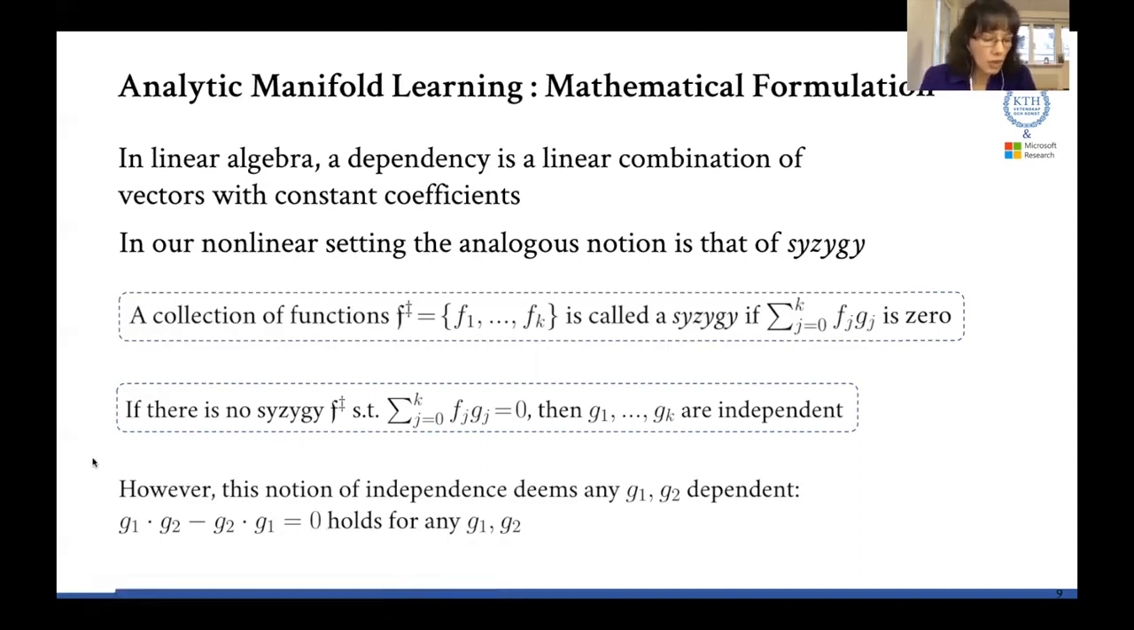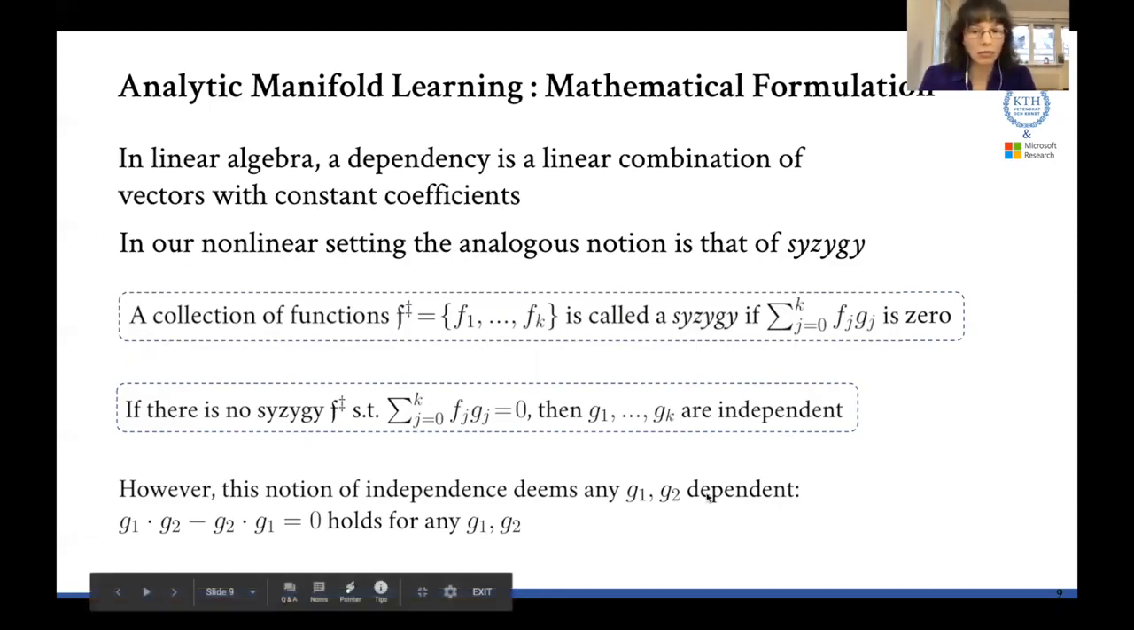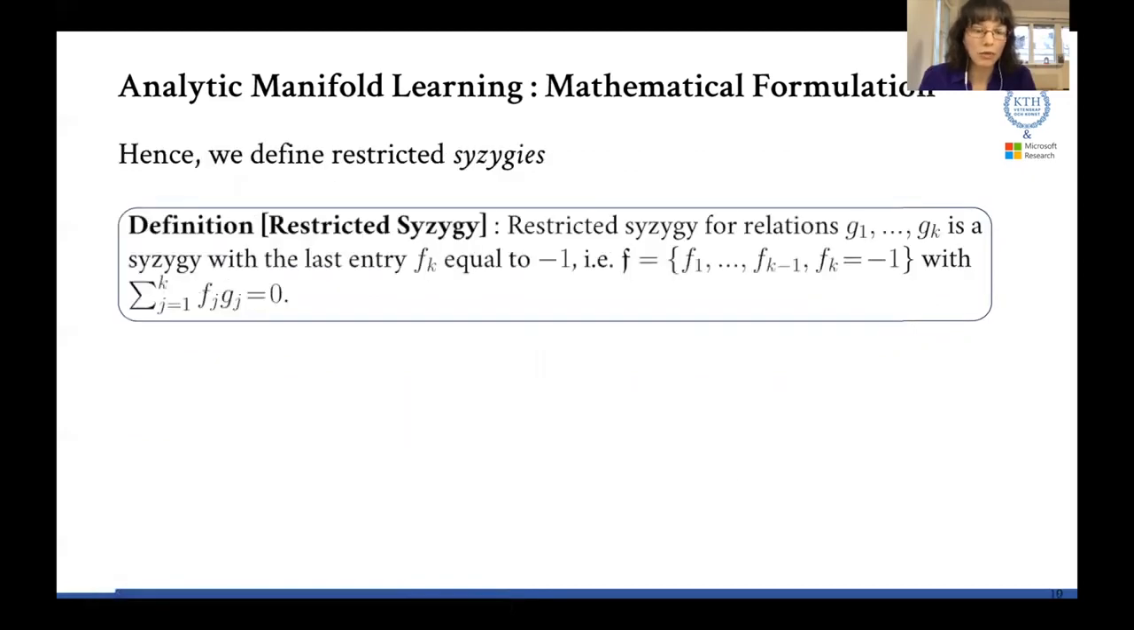And so this is a demonstration of how in mathematics, frequently you need to work before you start doing any algorithmic work. You need to come up with a set of definitions that actually make sense. So here, this definition, while it's kind of valid and has a nice analogy to the linear case, it just deems everything dependent, so it's not very useful. So we say, okay, what can we do?